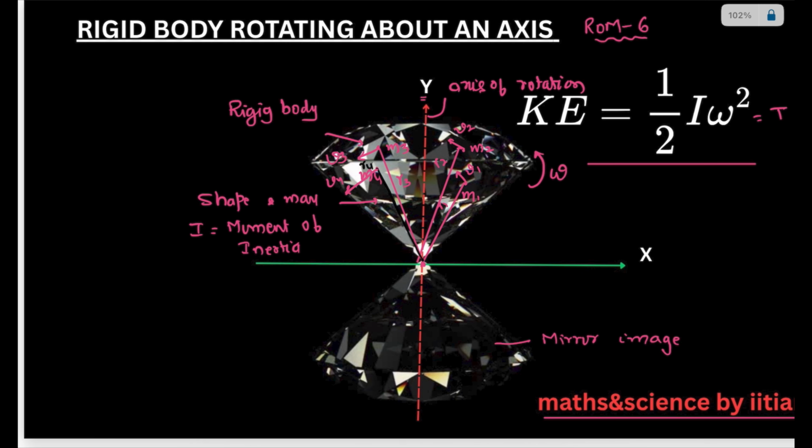Then we have to find out the total kinetic energy of the rigid body. Individual particles are given like this, and I have shown in the next slide, as I told you, a 10 seconds video of how this particle is moving around, rotating around the axis.